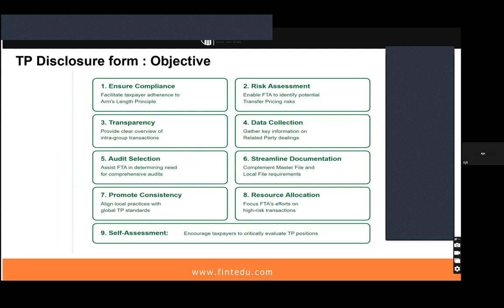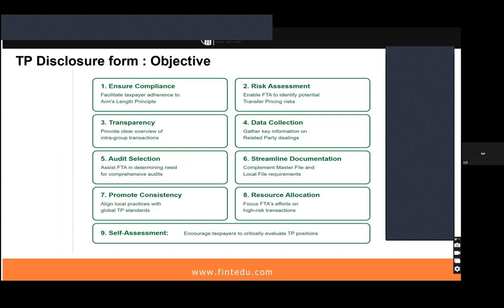The moment we fill all the details correctly, it ensures that the details about the related party transactions are disclosed, and ensures consistency with the local file and master file also. So this is a very, very important form to ensure that all your related party transactions are disclosed in the form appropriately and accurately, and the arm's length analysis is also to be done before we submit this form.